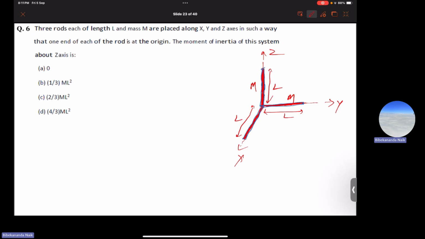and this is capital M, capital M. Now the moment of inertia of the system about z axis. So we need to find the moment of inertia about this z axis. The options are option A 0, option B 1 by 3 ML square, option C 2 by 3 ML square, and option D 4 by 3 ML square. So these are the 4 options. I'll give you a few minutes to try this question and solve it. Then we will discuss.